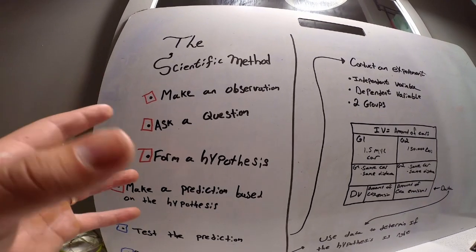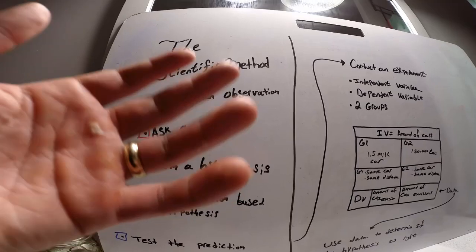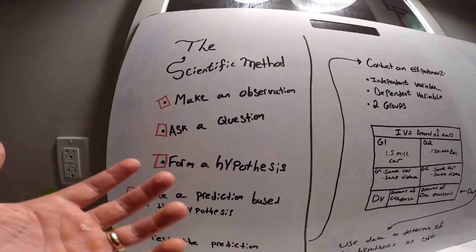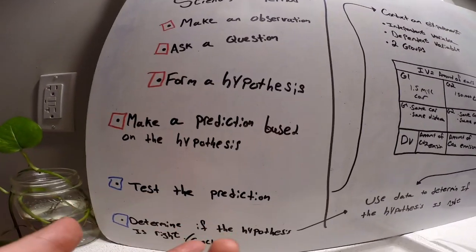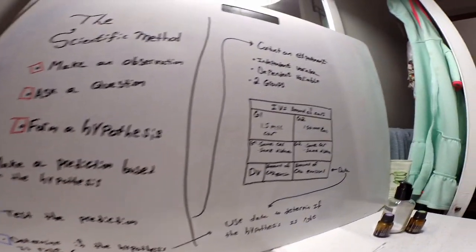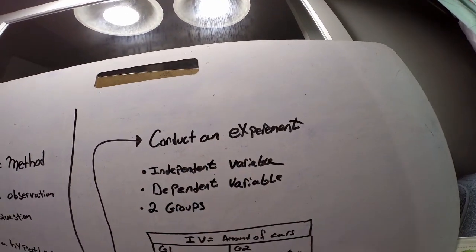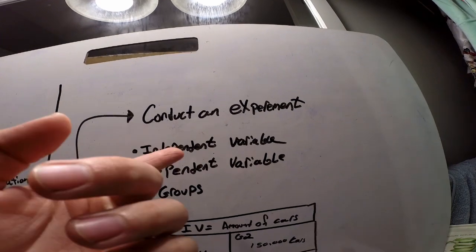You're going to use the same experiment or the same cause from yesterday's assignment. You're just going to add on the last 2. So you're going to add on the test the prediction. When we say test the prediction, basically you're going to make an experiment. And when we conduct an experiment, these are the 3 things you have to include in your experiment. You need an independent variable.